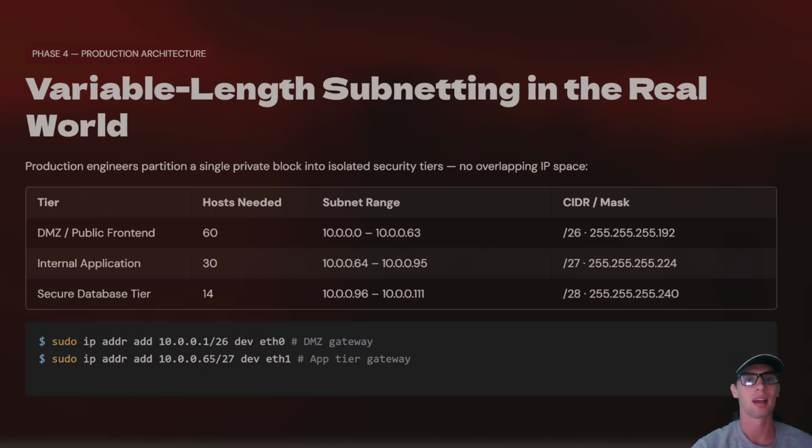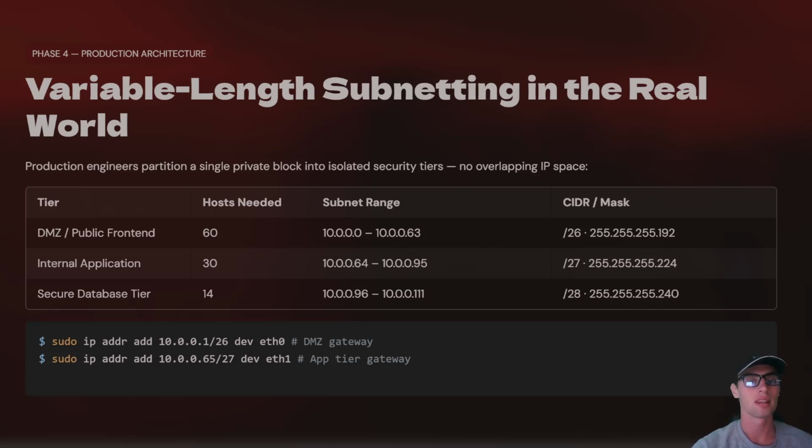Look at how cleanly we can slice a single network segment without overlapping IP space. By allocating a /26 to our public tier, we carve out 62 usable host positions. We can immediately start our internal application tier on the very next binary boundary at .64, using a tighter /27 block to match our 30 expected application nodes. And then finally, our databases are sequenced to a /28 block starting at .96. This gives them exactly 14 highly isolated, predictable addresses.